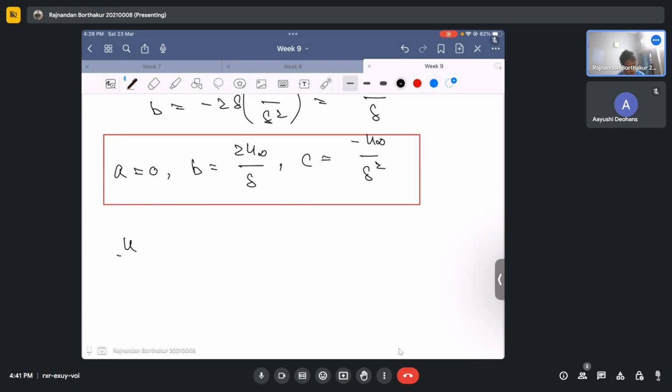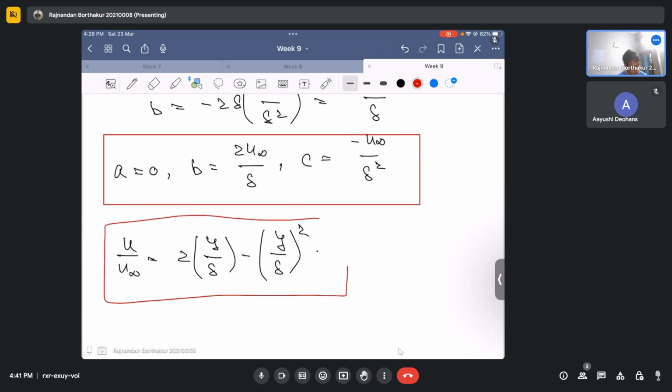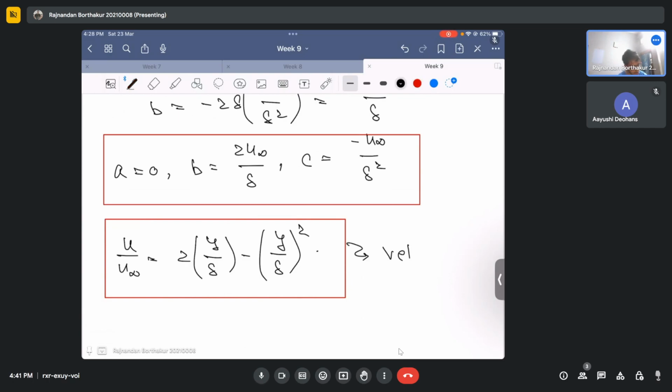It will look like u by u infinity equal to, with a being 0 and b being 2 u infinity by delta, and bringing all the u infinities to the denominator, 2 times y by delta minus y by delta squared. I hope the math is clear to you. You have done this many a time, so we will not spend much time on this. So you know the velocity profile now. This is your velocity profile. Can you tell me one thing?